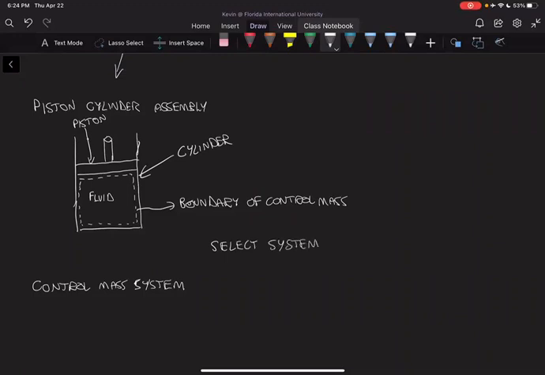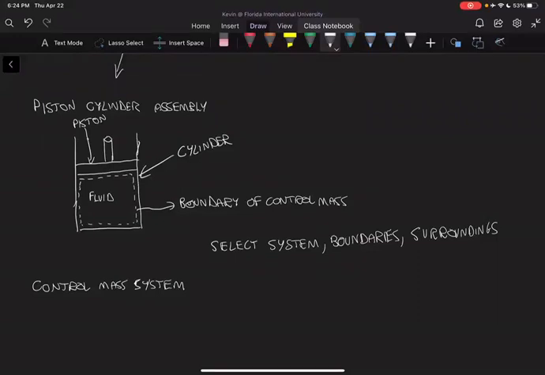And then we usually select the boundaries to the system. And we also select the surroundings to the system. So for example, if we were in a classroom, we could think of the classroom as a control mass system. So a closed system. Let's say we were in a big classroom at FIU. We could say the system is the whole classroom. Okay, that's a system that's closed by a door. We have a finite mass of air in the classroom, and that is our system.